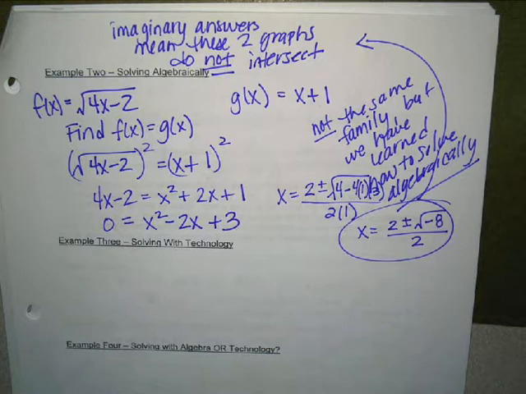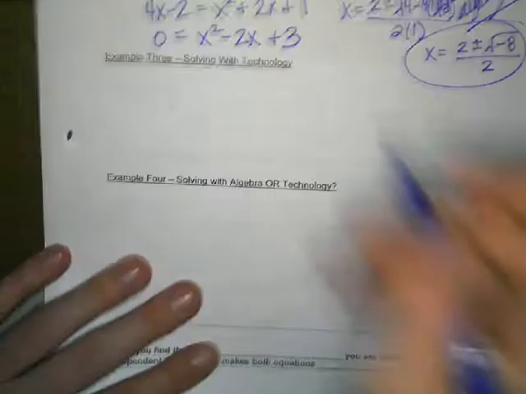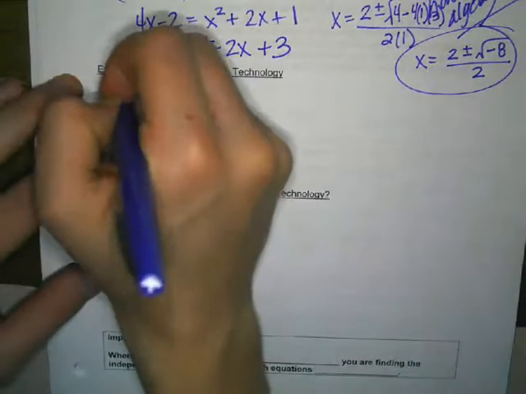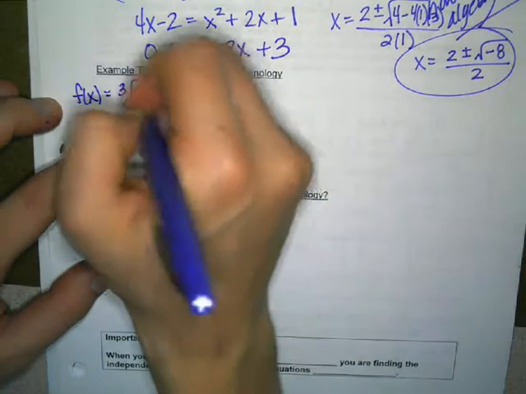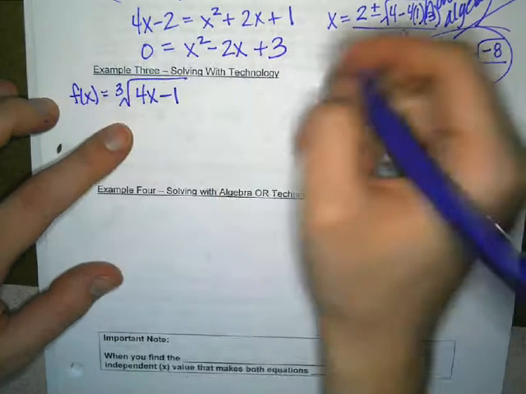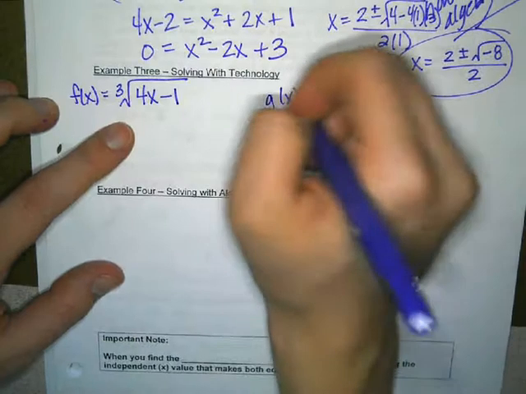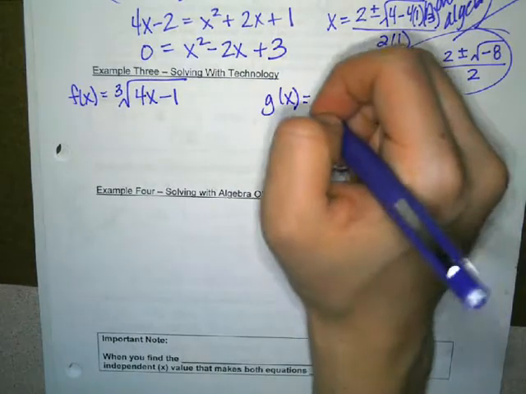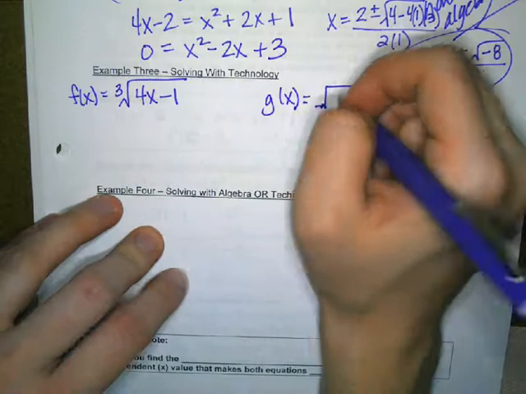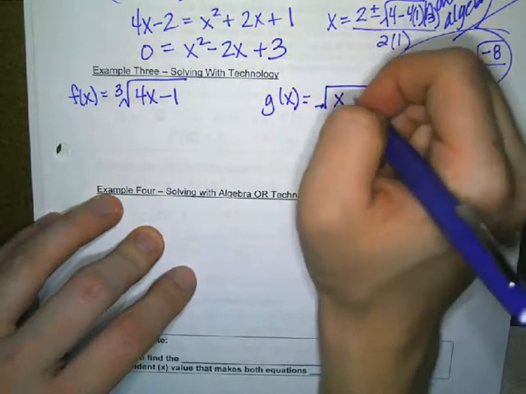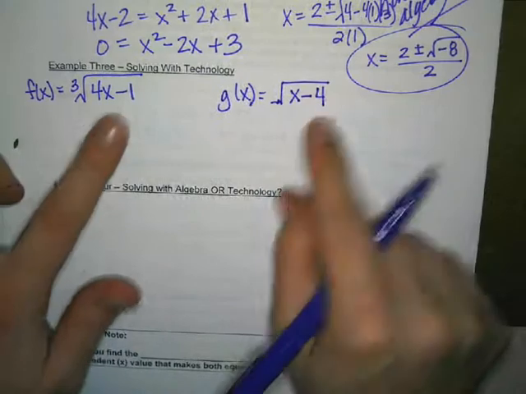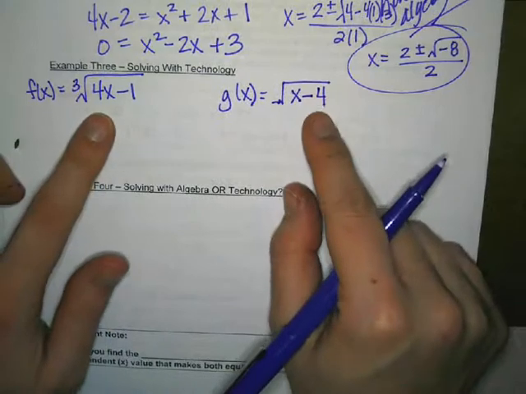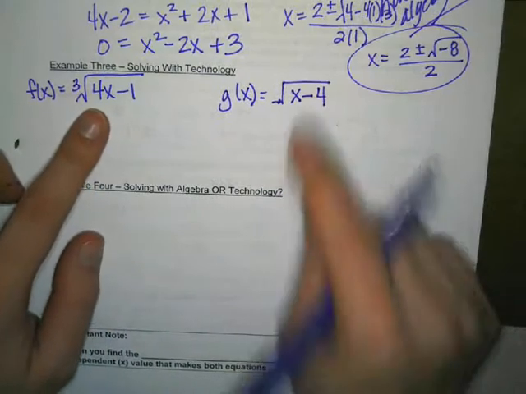Alright, example 3, solving with technology. Let's look at f of x equals the cube root of 4x minus 1. G of x is the square root of x minus 4. Okay, now technically they're the same family because both of them are radicals, but they're not the same family because you have square roots and cube roots.